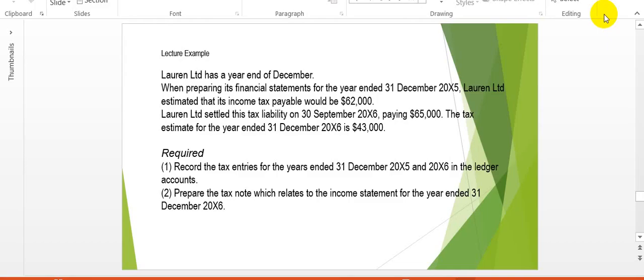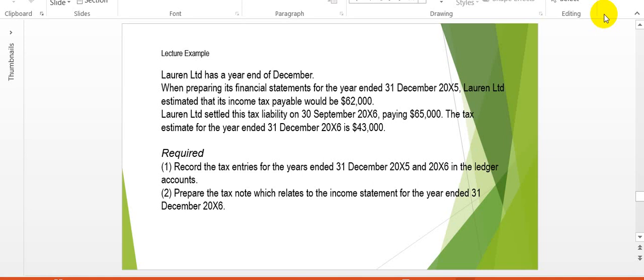We continue with the fourth video with an example for income tax. In this question, L Limited has a year end of December. When preparing its financial statements for the year ended 31st December X5, L Limited estimated that its income tax payable would be $62,000. L Limited settled this tax liability on 30 September 20X6, which is the following year, paying $65,000.